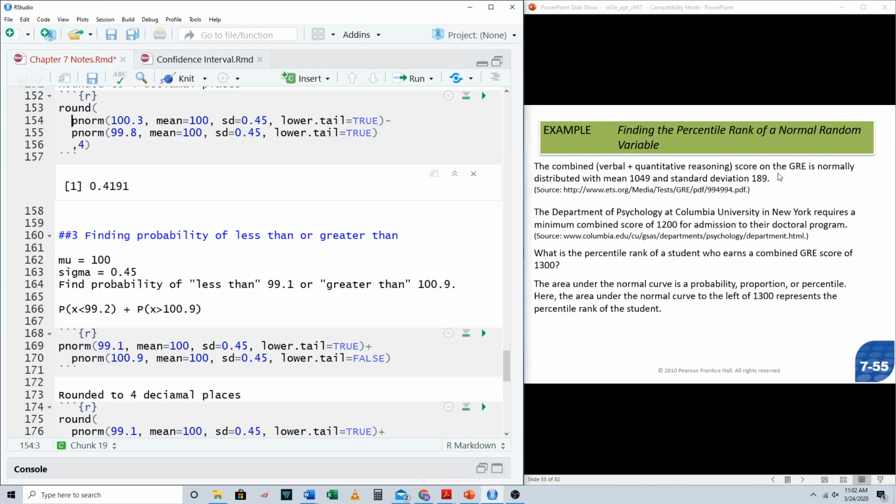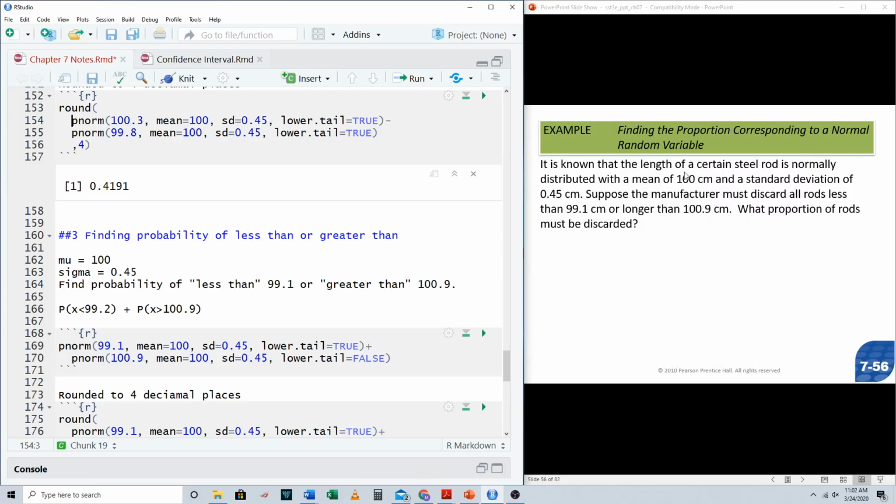Here we have the combined verbal and quantitative scoring on the GRE, normally distributed with a mean of 1049 and a standard deviation of 189. Oh no, I didn't do this question because it was pretty easy. So here we go at this steel rod question. They want to know the probability they must discard all rods if it's less than 99.1 or longer than 100.9. So this is back to that discarding question.